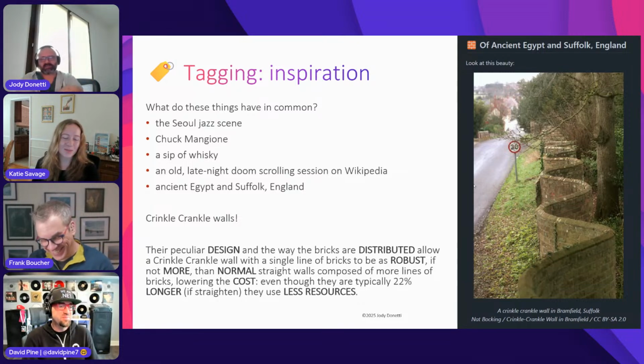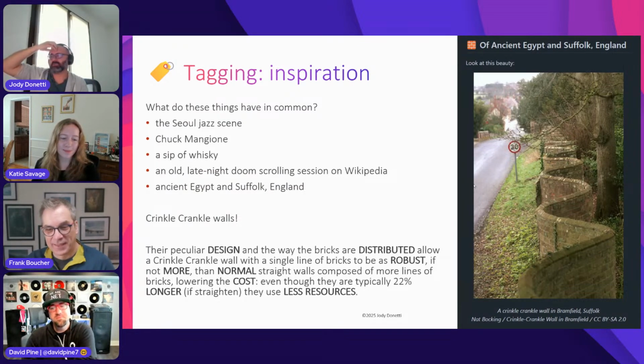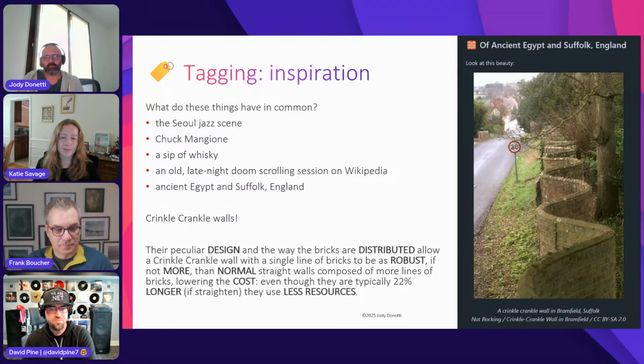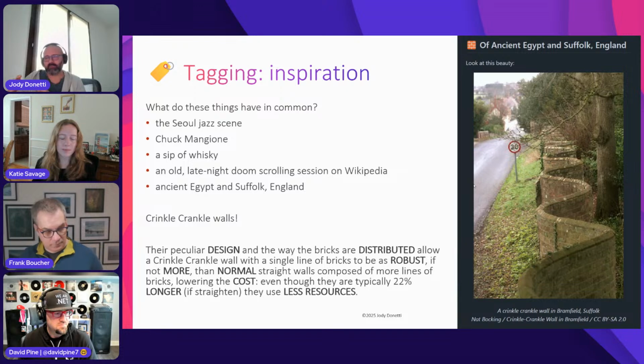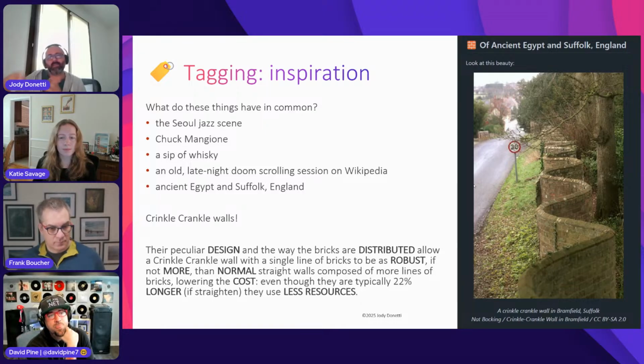But the idea is this: you see this wall, and you may think, well, that's stupid. What a waste of materials. Why do they have this shape? But actually, the nice thing is that the peculiar design and the way the bricks are distributed makes crinkle-crankle walls more robust, as robust, if not more, than normal straight walls while using fewer resources. Because if straightened, they are longer than a straight wall, but a straight wall, to get the same robustness and performance in general, will need two rows of bricks. And so I like this idea. I didn't know where it would take me, and now I know. And so this is the balance that I found in the design of the tagging feature in FusionCache.